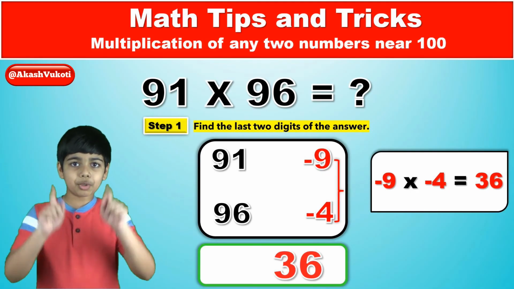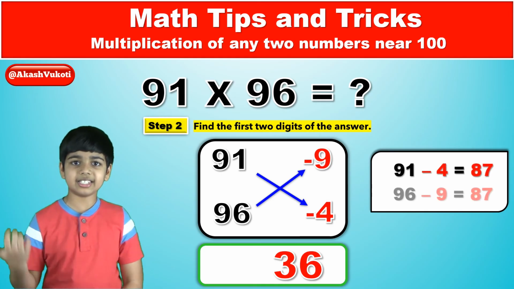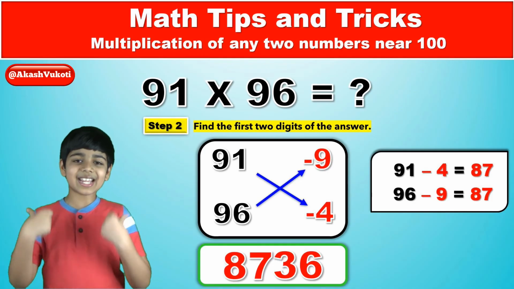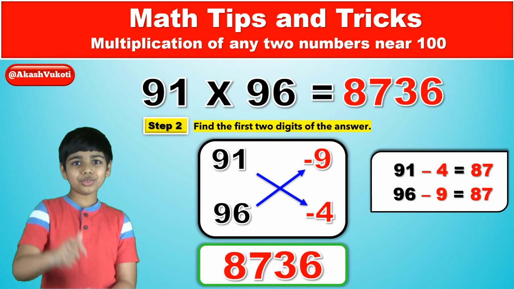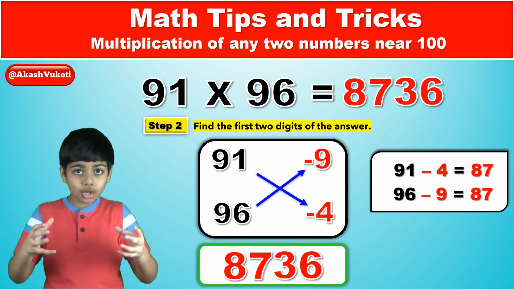Then X shape, cross-subtract the numbers, and either way you're just going to get 87. So 91 times 96 is 8,736. So now you know how to multiply numbers near to and below 100.